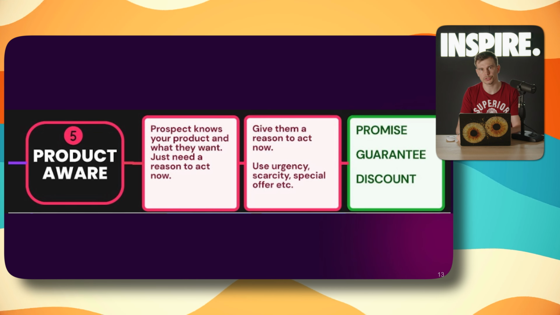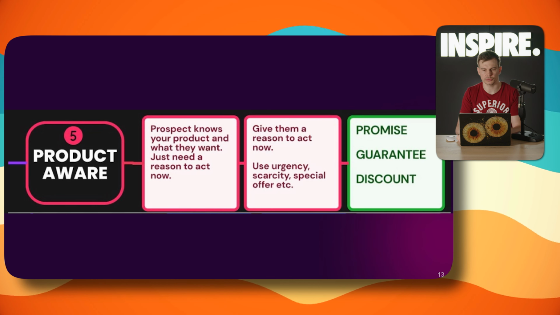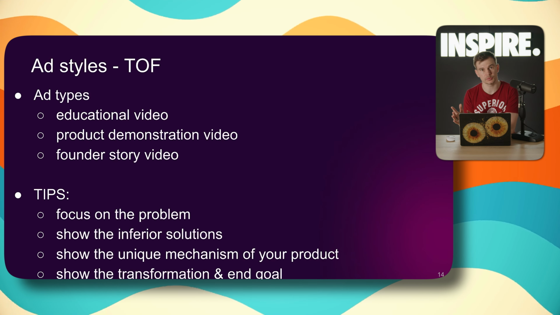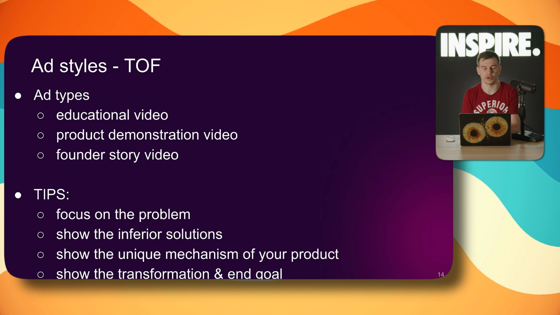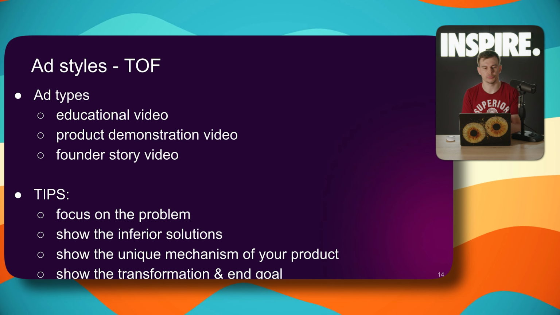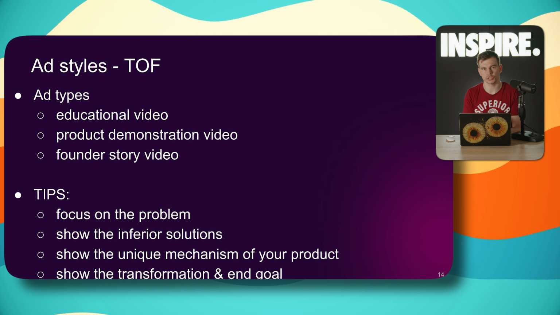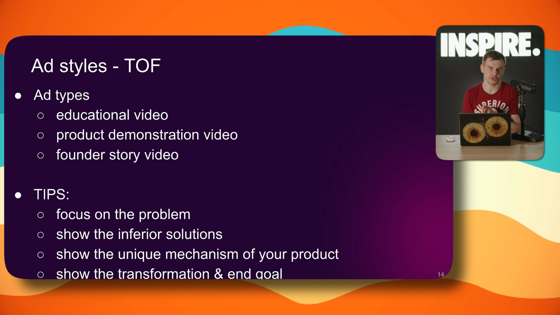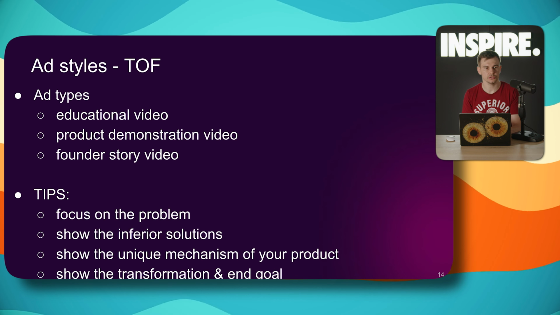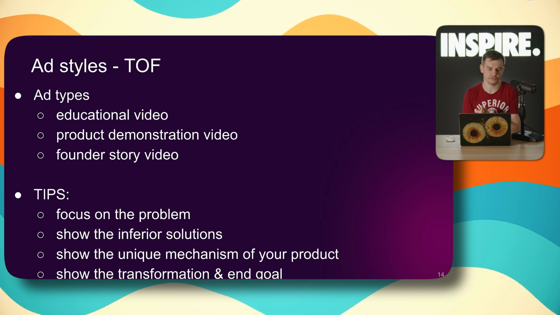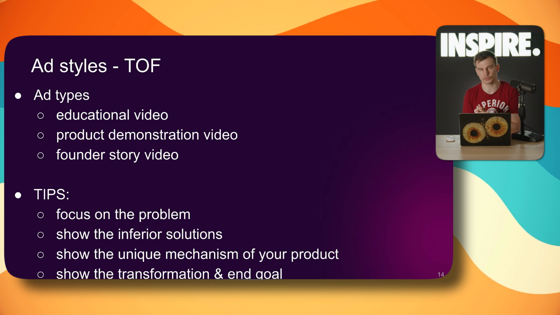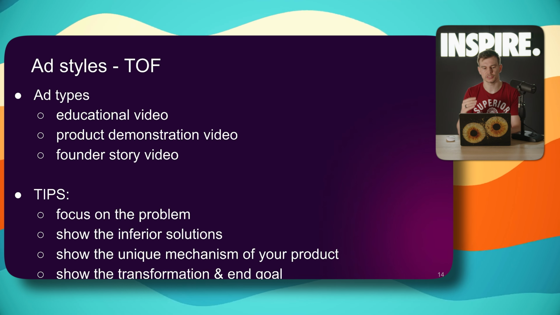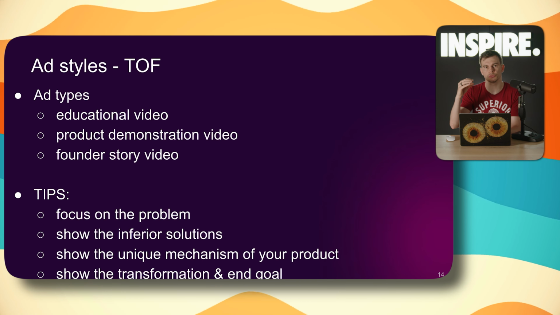So now that we've covered hooks, something that's relatable to this part of the video is something that I wanted to highlight as well. Besides the hooks, here are ad types that you can use based on the different funnel stage your audience is in. So basically, if you want to reach a new audience, when you combine those hooks, you should do an educational video, product demonstration video, or founder story video. These videos should either focus on the problem, show the inferior solution, show the unique mechanism of your product, how your product actually works, and showcase the transformation and the end goal. You can see the tips for the overall video are similar to the tips for the hooks.